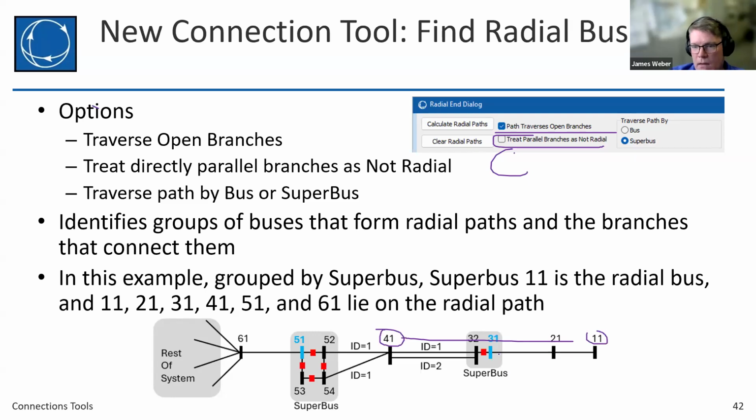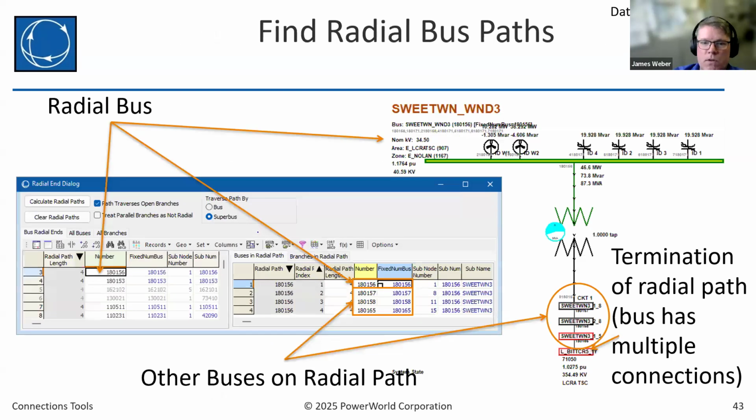And then traverse by superbus. In full topology models, it can be helpful to group together what we call superbuses. If you were to close all the branches in the system, they would be like what we call subnets. So maybe you would say that bus 61 is part of a radial path going down to bus 11, because I don't care about the switching topology inside the superbus. So that's what this traverse by superbus would be helpful for. So those are the options.